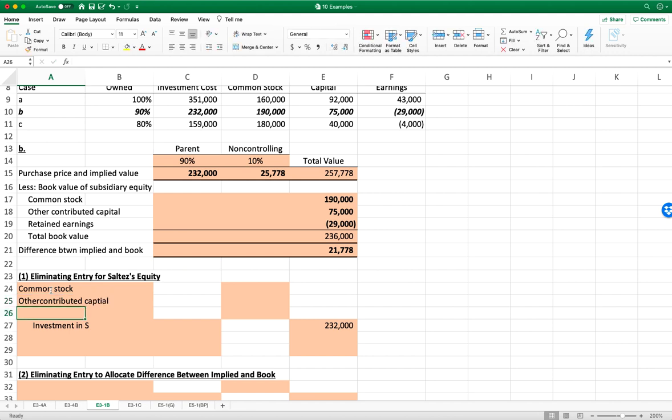Those have normal equity balances that are a credit, so to get rid of them, we are going to debit them. However, retained earnings has a contra balance. So in order to get rid of that one, we're actually going to have to credit retained earnings.